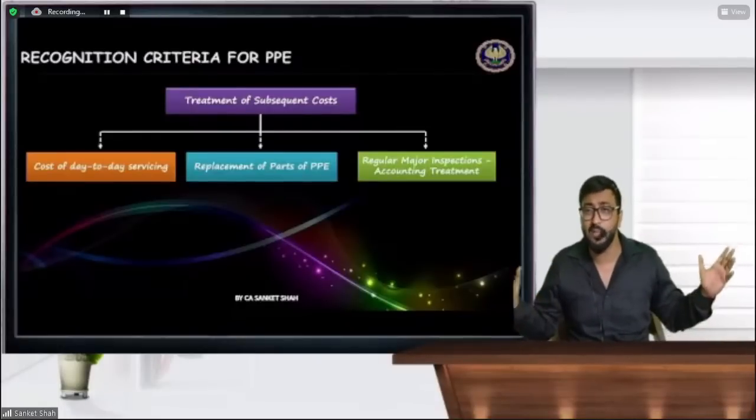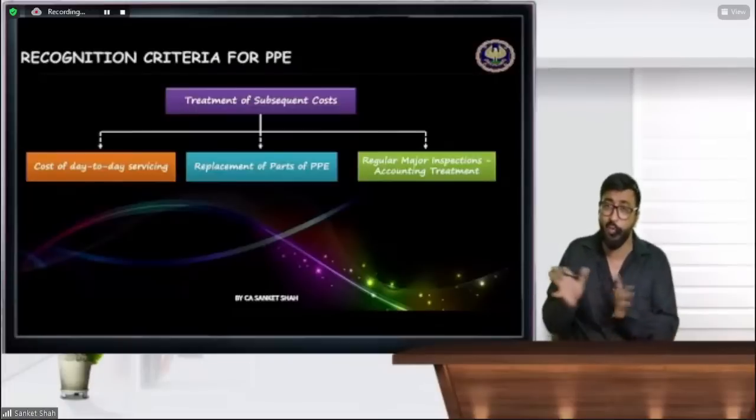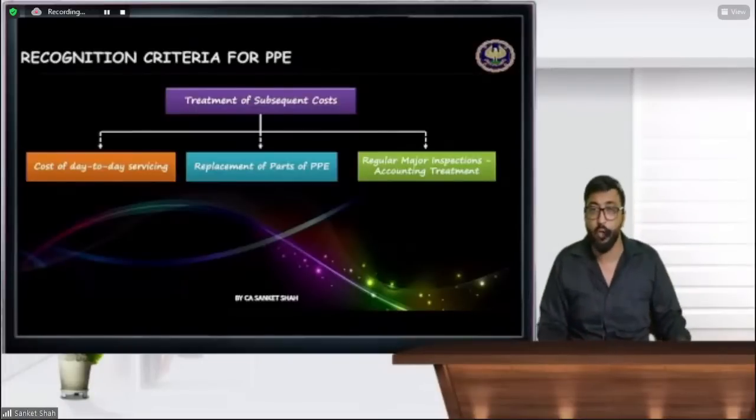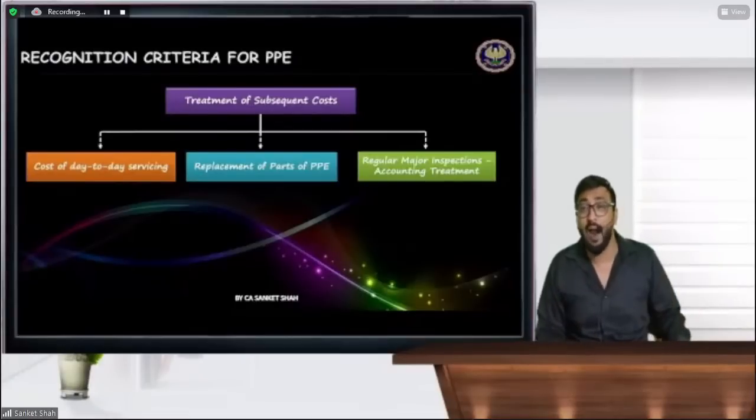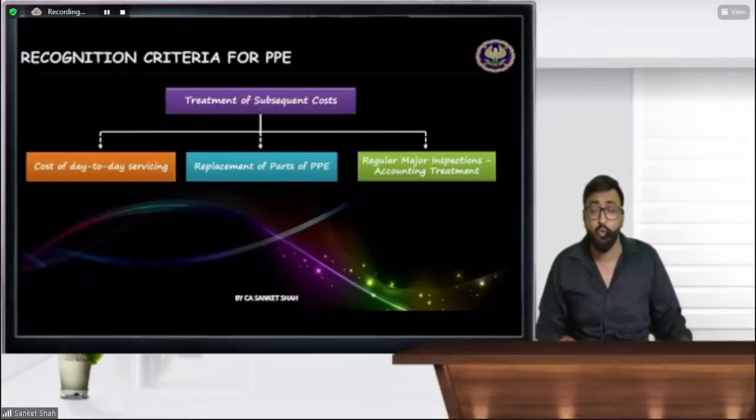Better to think from the company's angle. Don't think from your scooter and car point of view. Please think from the company point of view. And these companies are really very big companies, and you will have some major plant and machinery, and that irregular major inspection cost, how you are going to treat that cost, beta.